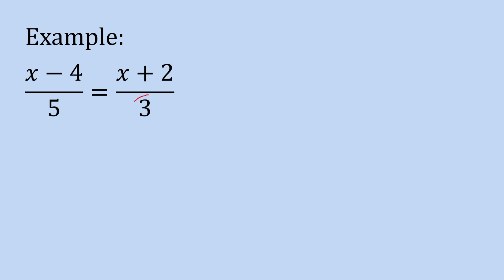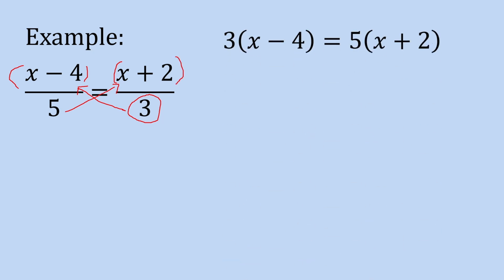So we can write like this. This 3 will multiply with x minus 4, is equal to, this 5 will go here, 5 multiplied by x plus 2. So the next equation will be 3 in the bracket x minus 4 is equal to 5 in the bracket x plus 2. We further simplify. So 3x minus 4 times 3 is 12 is equal to 5x plus 5 multiplied by 2 is equal to 10.